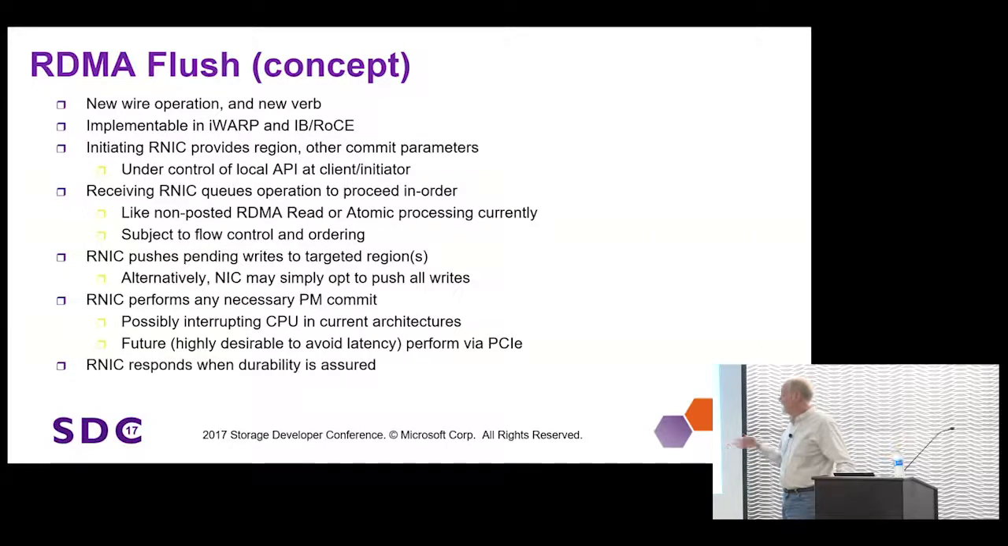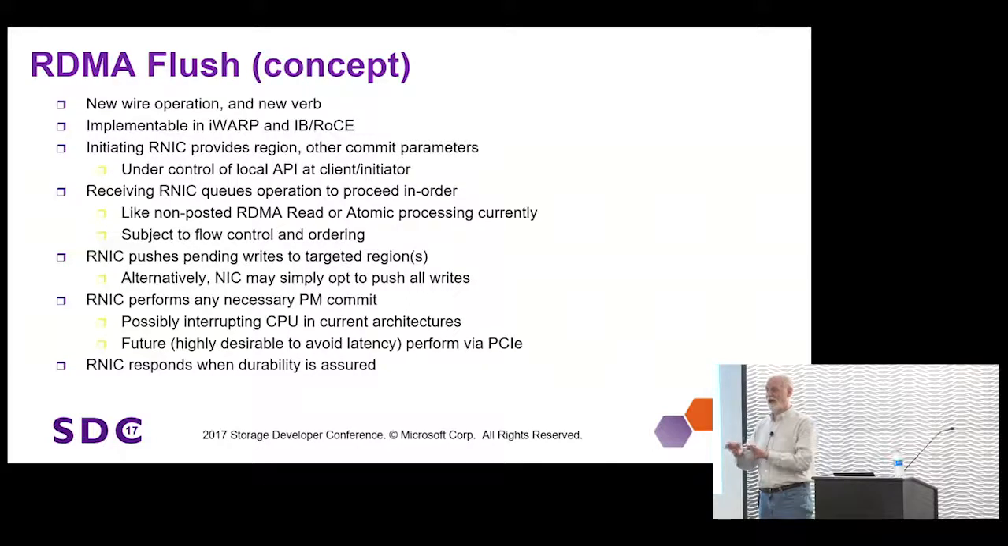The receiving NIC will then queue that flush operation to proceed in order. It's important that it go after the writes, right? You want to make sure the data is there before you request a flush. And so that ordering property is extremely important. And RDMA has such a facility. It's called a non-posted operation. And the examples of that are RDMA Read and RDMA Atomic. They give you certain guarantees with respect to previously written data.